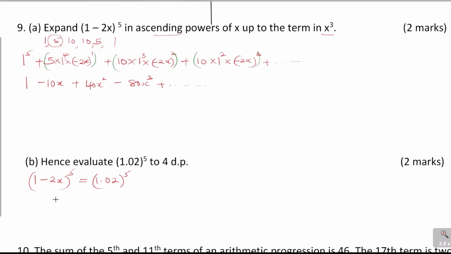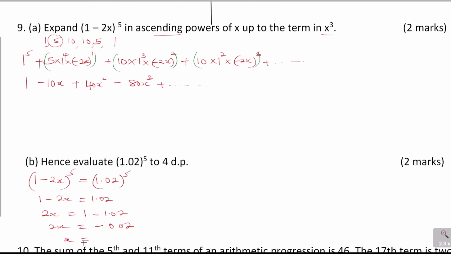To get the value of x, this is what you're going to do. You simply ignore the power. 1 minus 2x is equal to 1.02. Just ignore the power because the power is on both sides. So 2x therefore will be given by 1 minus 1.02. So 2x is equal to negative 0.02.